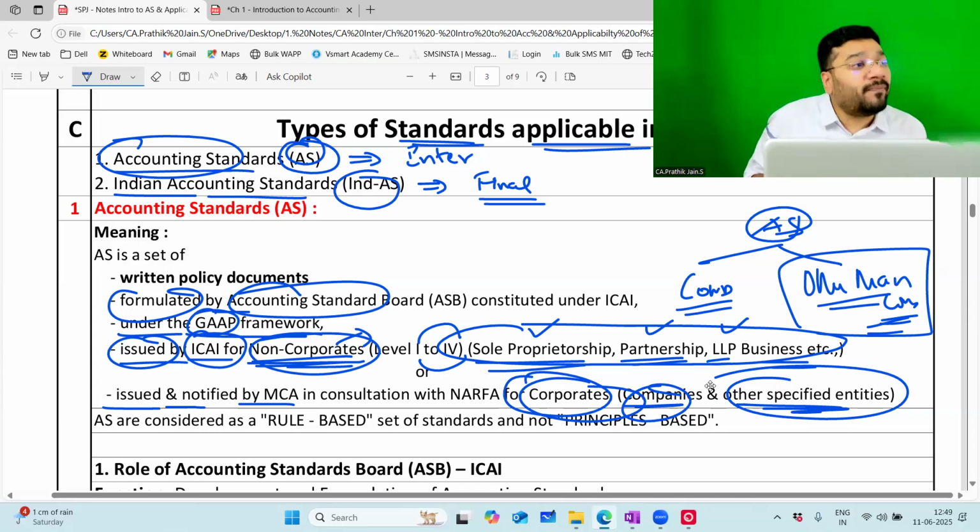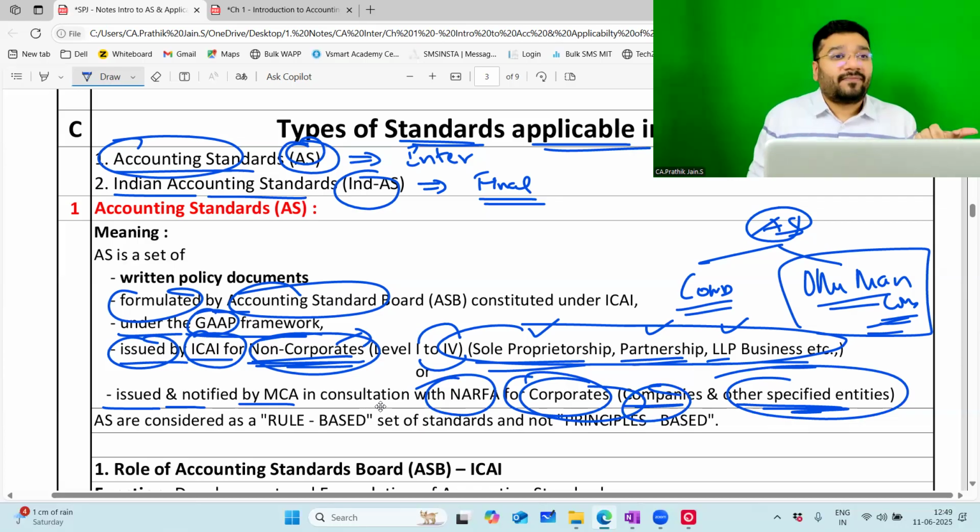ICAI will recommend this to whom? MCA. MCA cannot alone make the decision. So MCA will now consult whom? NAFRA. MCA will consult NAFRA. NAFRA says, okay, green signal. Then MCA will release the notification. Once the notification is released, then that accounting standard is applicable on corporates, companies.